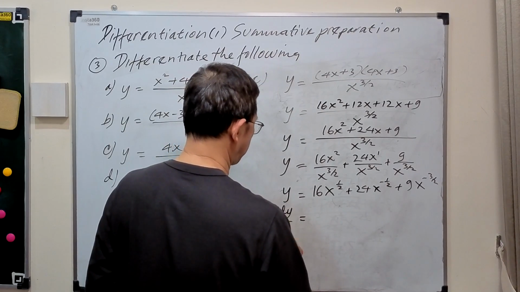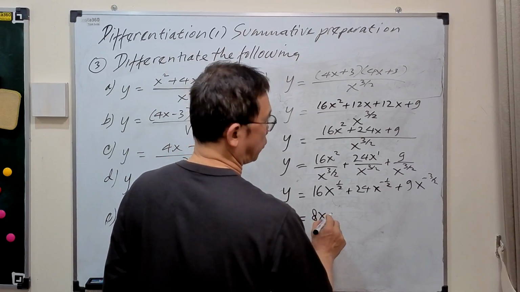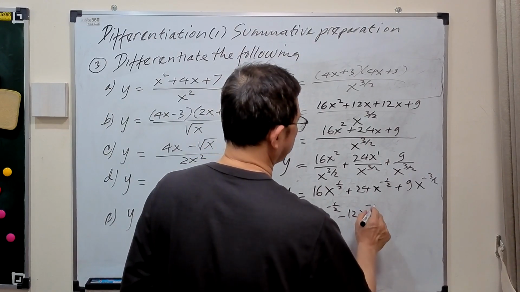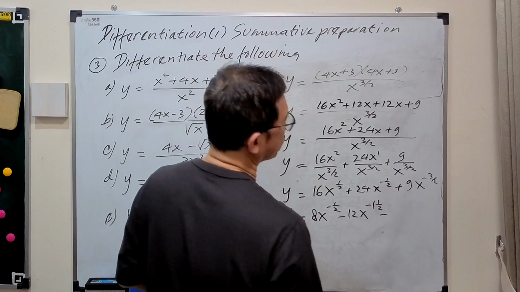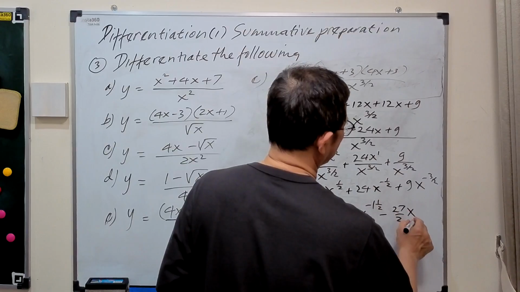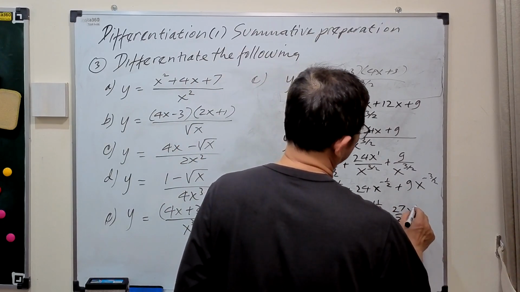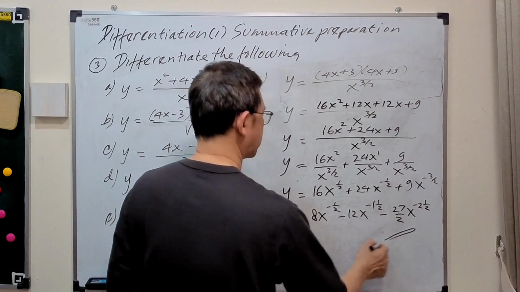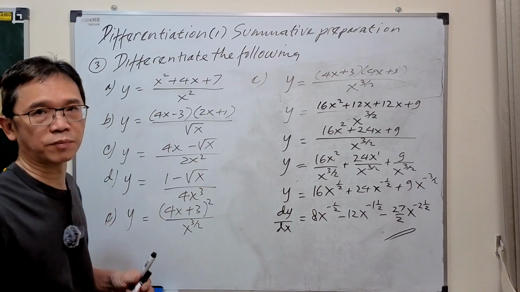dy over dx will be 8x to the power of negative half, and then negative 12x to the power of negative 1.5. Right here will be negative 27 over 2 x to the power of 3 over 2; subtract by 1, we can write this down as negative 2.5. Okay, that's all for the solution of problem number 3. See you guys.